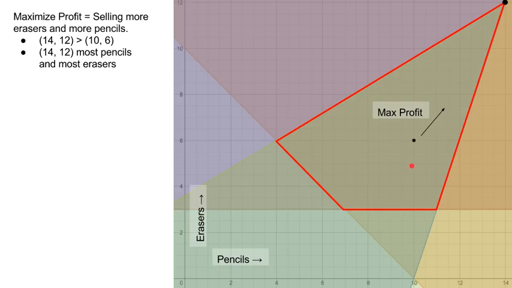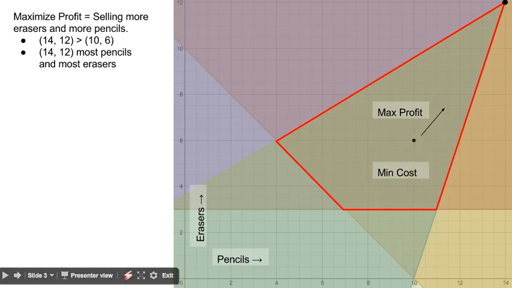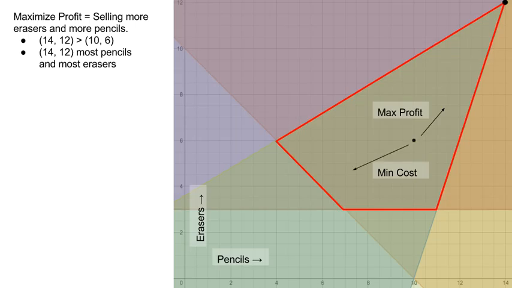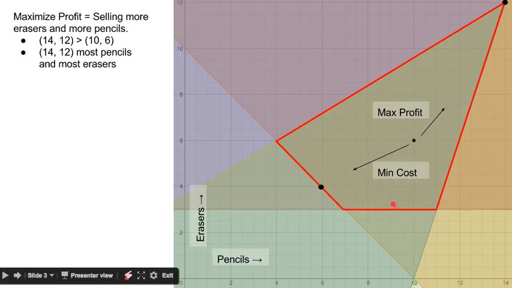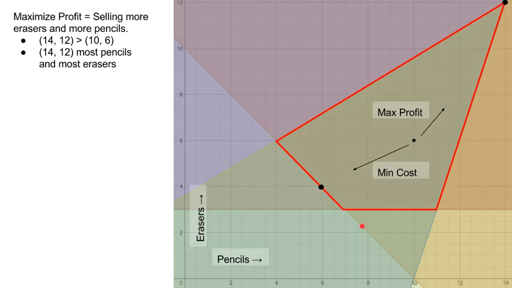That example isn't that interesting, but let's see if we're trying to minimize this. Let's say we're trying to minimize the cost. Let's start at that same point, 10, 6, 10 pencils, 6 erasers, and see what happens. Well, if we want to minimize cost, that means we want to get fewer erasers and fewer pencils, so we want to go in this direction. But if we go in that direction, we hit this line right there. Could be anywhere on that line, we don't know. Could even be on that bottom line down here, but we don't know. We're going to hit a line somewhere.